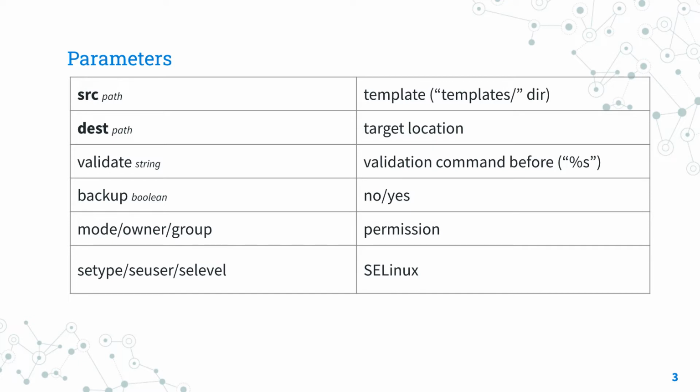The validate parameter allows you to specify the validation command to run before copying into place. It's very useful with configuration files for services. Please note that the special escape sequence %s is going to be expanded by Ansible with the destination path. If the backup parameter is enabled, Ansible creates a backup file including the timestamp information before copying to destination.